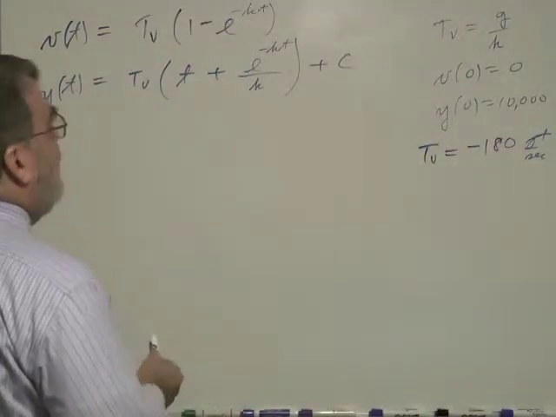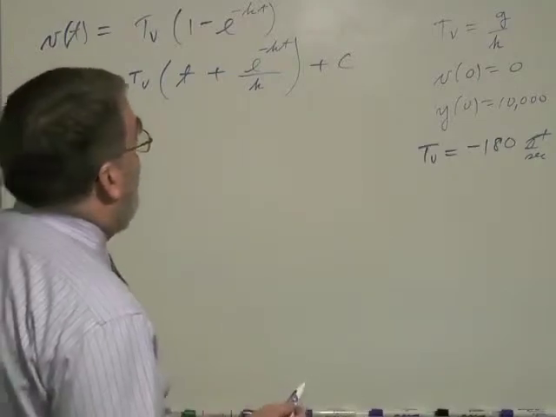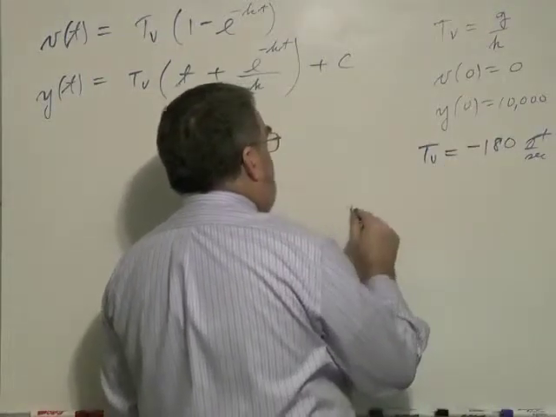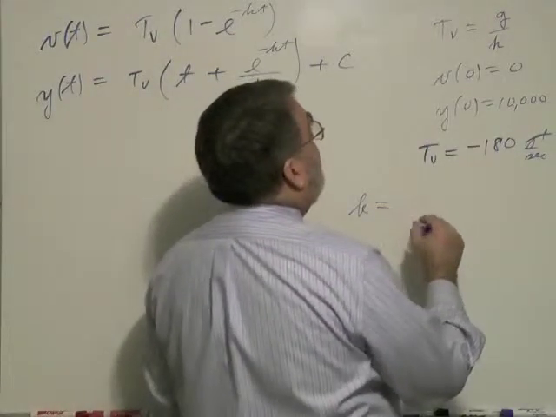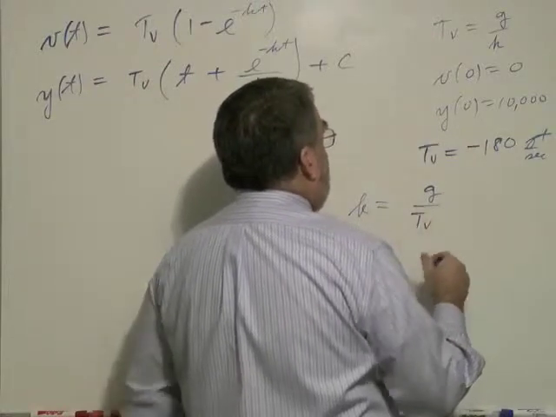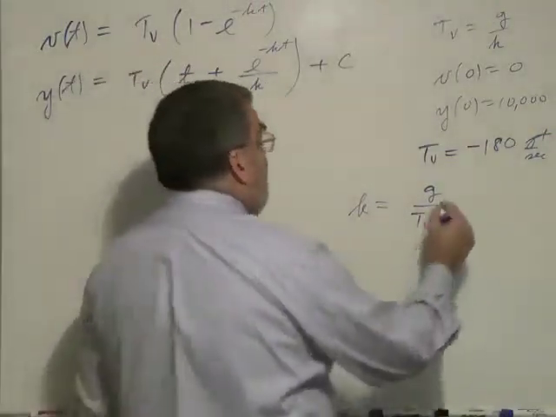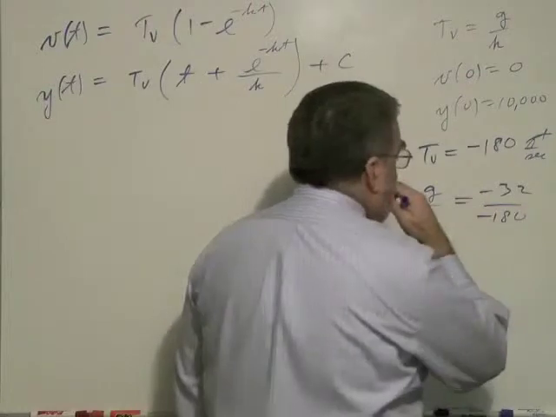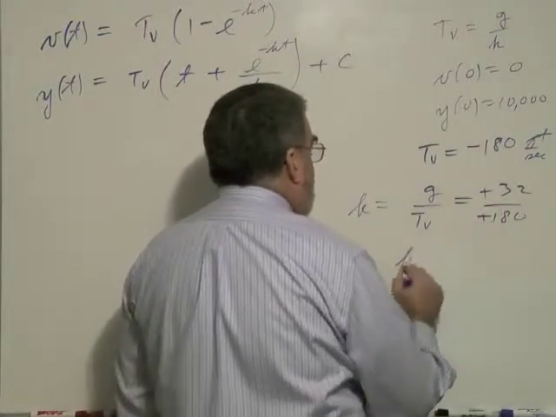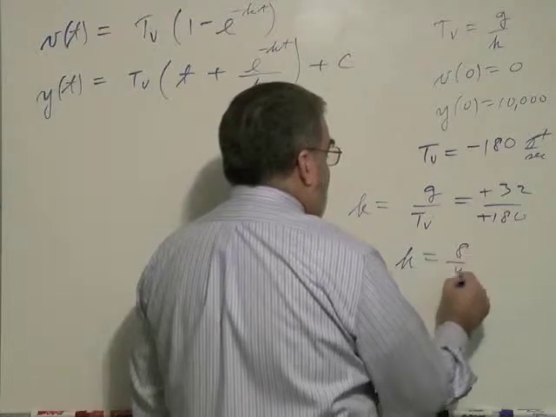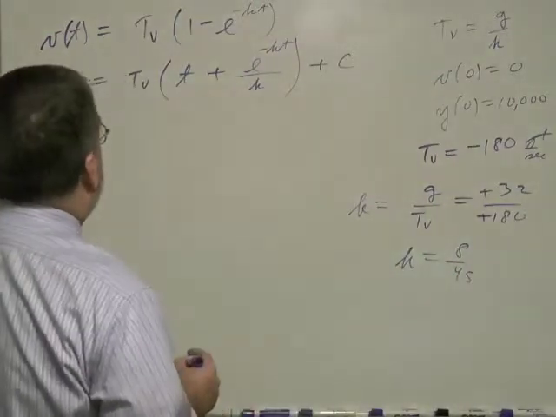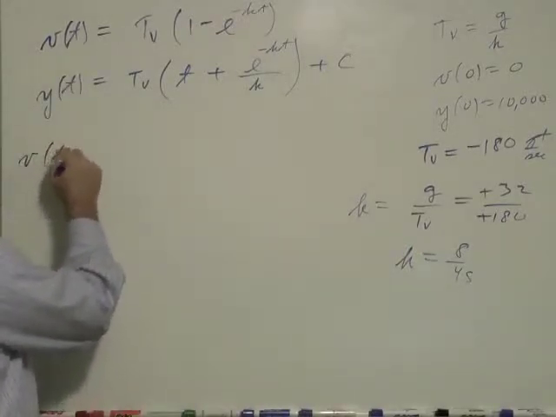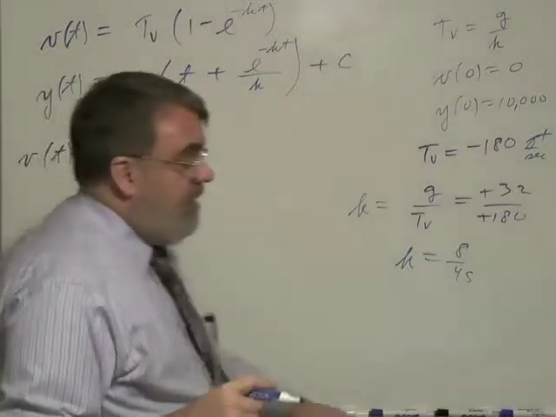Now then, first thing we do is from the terminal velocity, we can figure out what k is by using this relationship here. So if we solve for k, it is g over terminal velocity. And gravitational acceleration is minus 32, because it also is downwards, over negative 180. The negatives do cancel, so k reduces to 8/45. So I'm going to replace the k's up there.